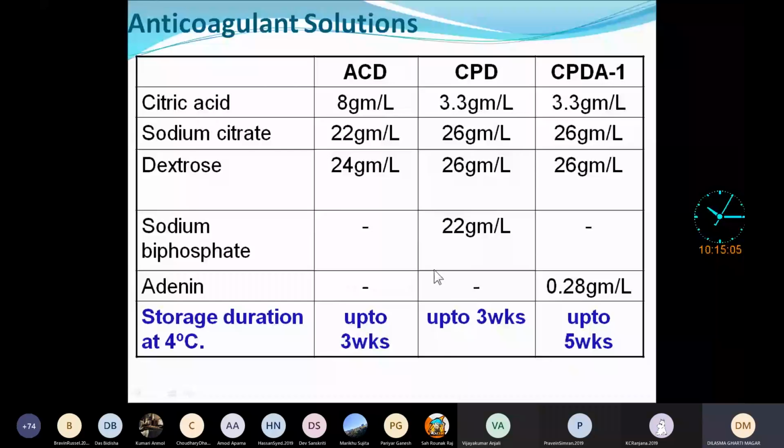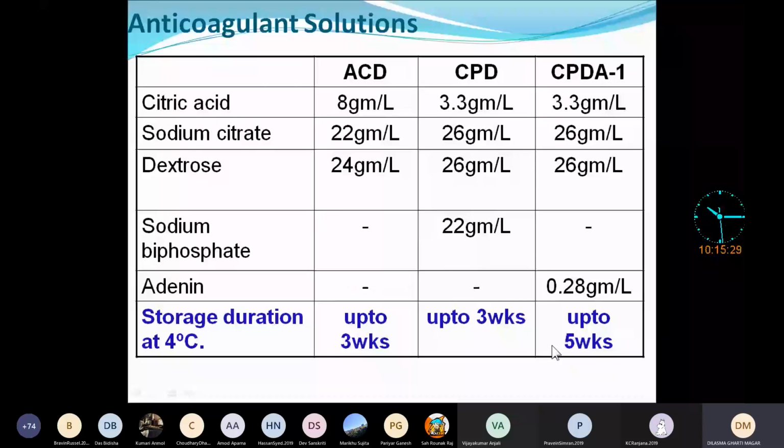So now here, in case of the CPDA, the citric acid or the citrate is 3.3 gram per liter, and then the sodium citrate is 26 gram per liter, dextrose is 26 gram per liter. And here the adenine is added. So here this adenine, 0.28 gram per liter, is kept, and its component is this much.